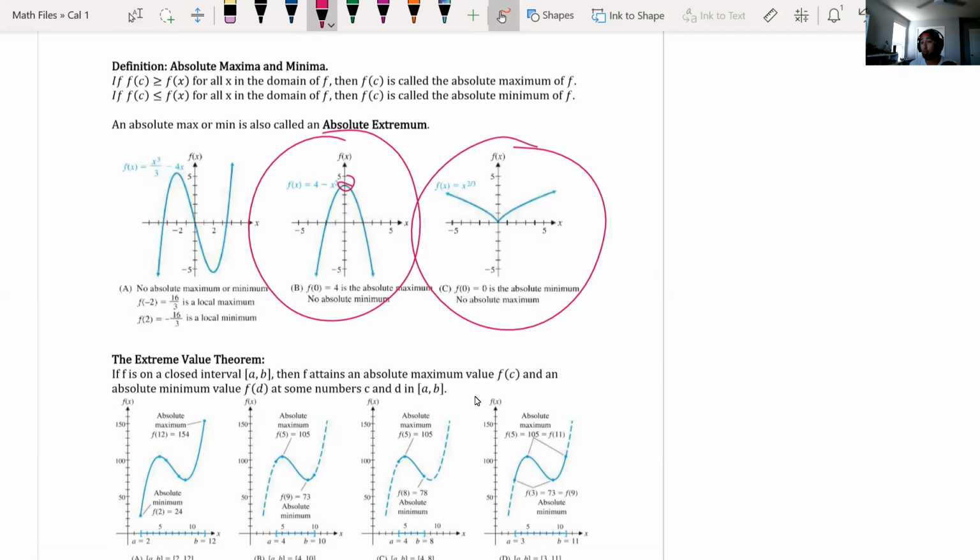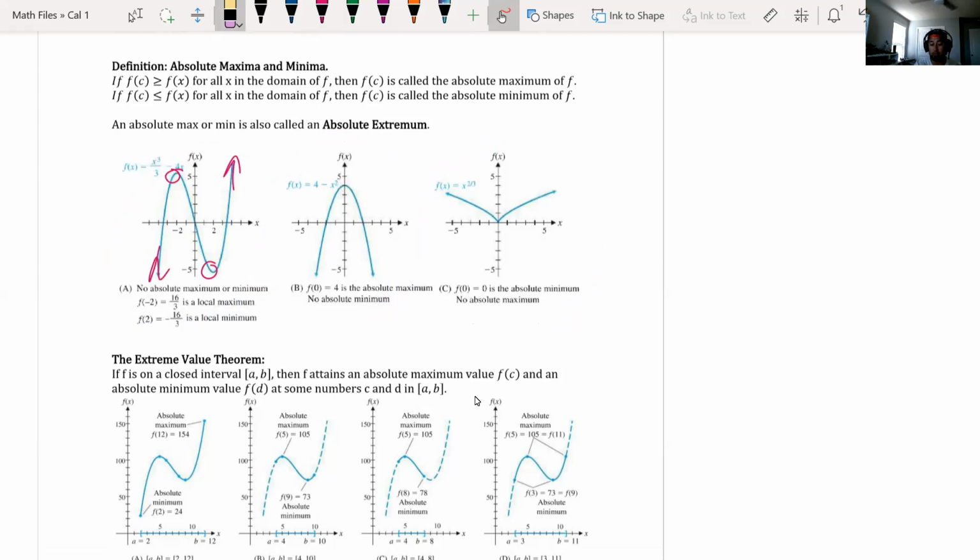Okay, graph 1 shows no absolute max or mins. The first graph shows only local maximums and minimums. So this point would be a local max. This point would be a local minimum. There are no absolute maxes or mins because you see that these tails head towards infinity and negative infinity. Okay, so those are definitions of absolute maximums and minimums.